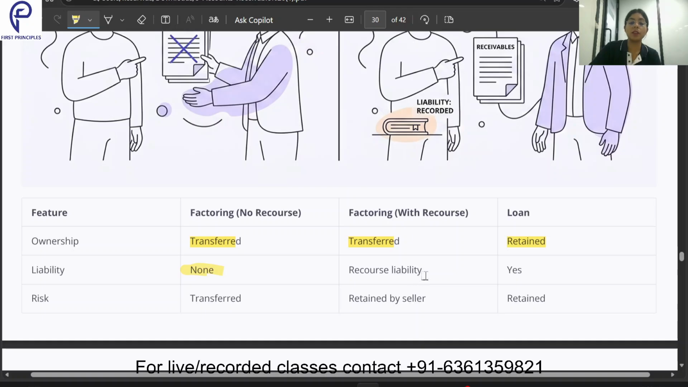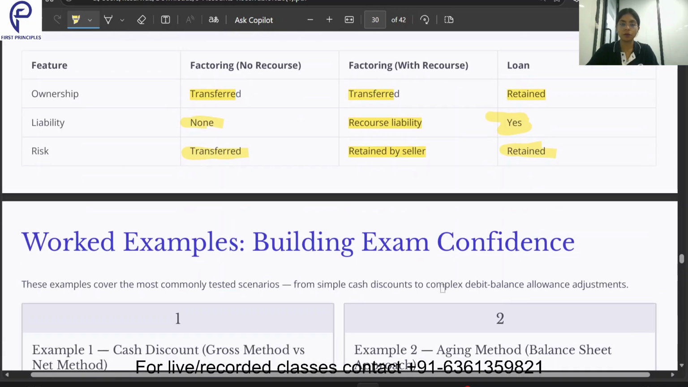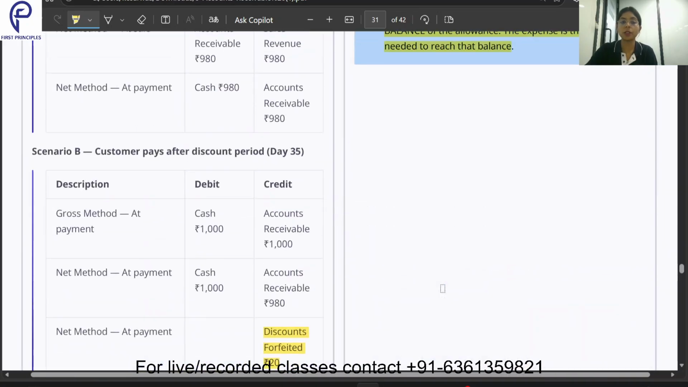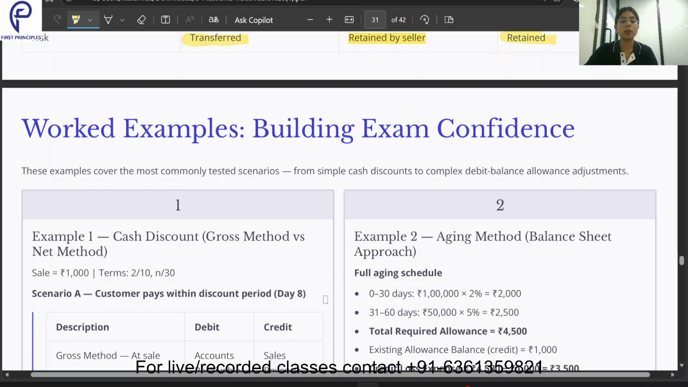In case of with recourse, a recourse liability is being recorded. In the case of a loan, yes, a liability is being recorded. In factoring without recourse, the credit risk is being transferred from our head to the factor's head. In case of factoring with recourse, it is retained by the seller, it's going to be retained by me. In case of loan also, it's retained by the person who has borrowed the money. And here we have 4 examples given in order to understand the concepts more easily.